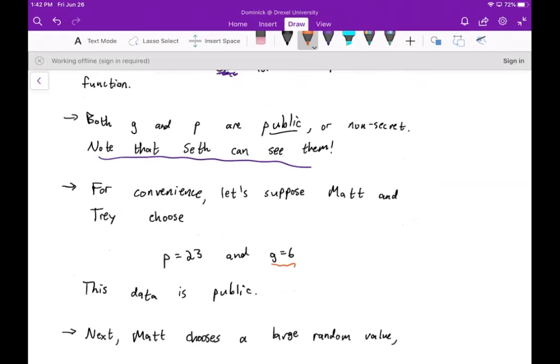All right, now in practice, they wouldn't use these small numbers because in practice, you would want to use large numbers, so it's even harder to decrypt.